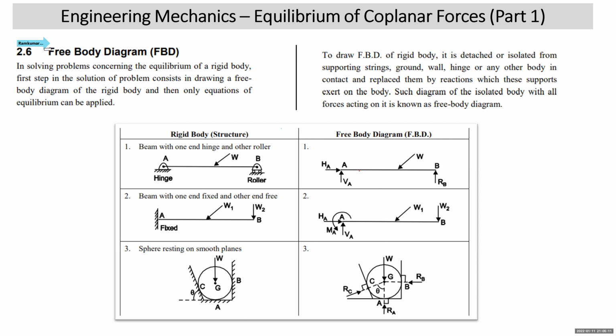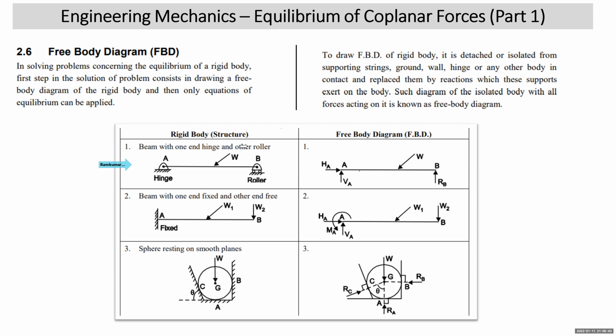To draw the free body diagram, the body is detached from all the supporting systems, maybe like a string, hinge, roller, fixed support, wall, and then we show all the forces which these supporting systems were exerting. So in short, you will show all active as well as reactive forces. The diagram of the body with all active and reactive forces acting on it is called a free body diagram. Now you will understand some examples of free body diagram.